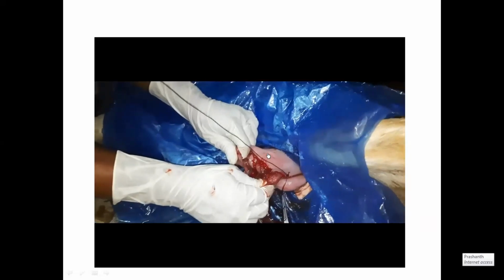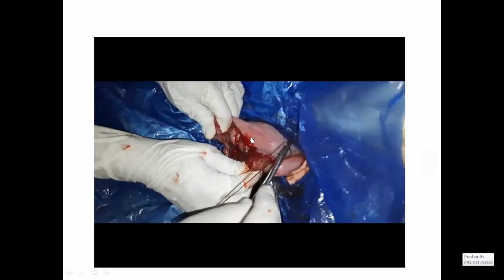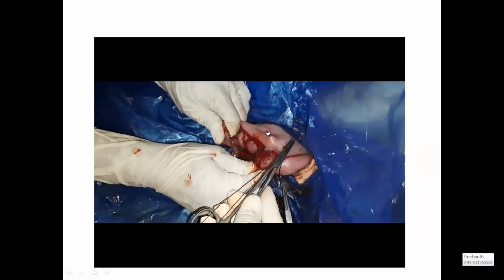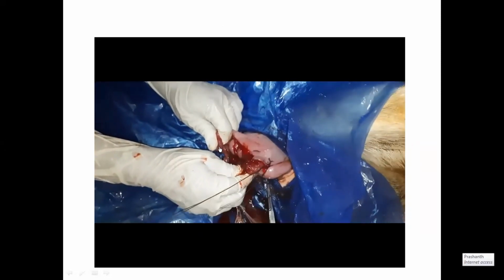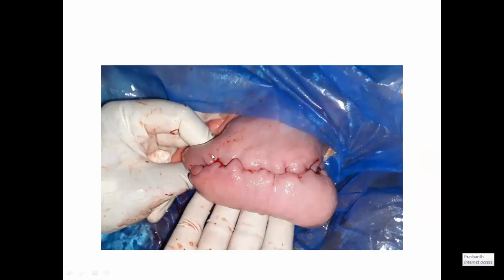So how to do it? As we all know, first we give a knot here, and I am just showing how to do the Cushing's pattern, taking the bites parallel to the line of the incision. This is the Cushing's pattern. Like this, we can go and end it. After finishing the suture, we can tell whether it is a Lambert pattern or a Cushing's pattern. In case of Cushing's, no suture will be visible outside the uterus. So this is the Cushing's pattern.